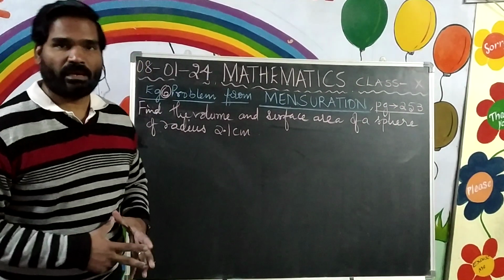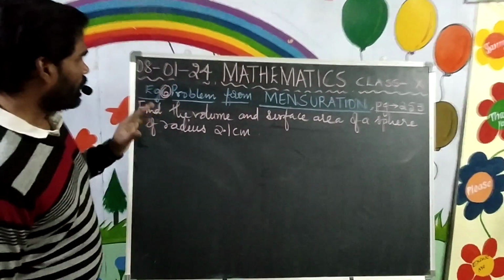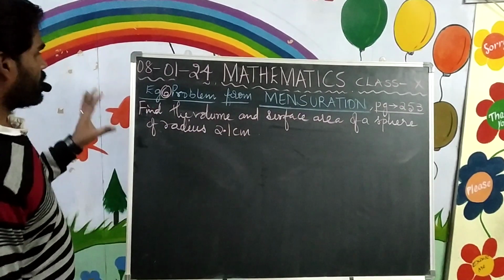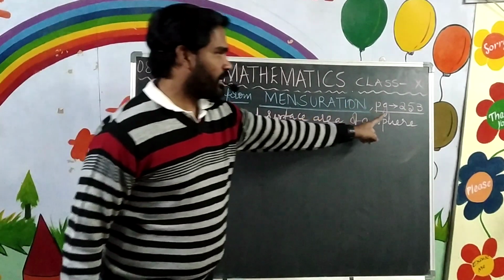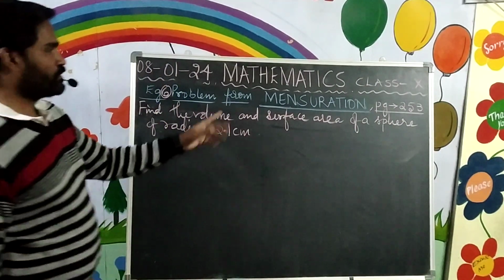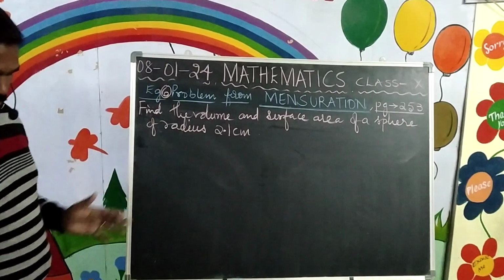This is another mathematics class in which we are going to study the 10th class mathematics. In the mensuration chapter we have selected example number 6 from page 253, and the question goes like this: find the volume and surface area of a sphere of radius 2.1 centimeters.